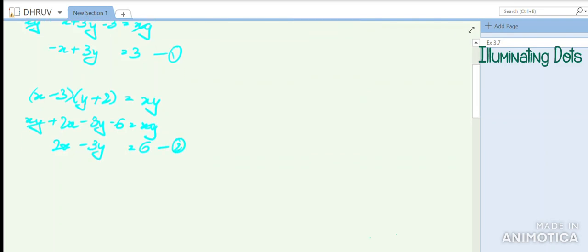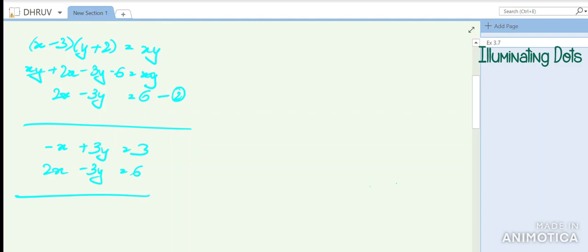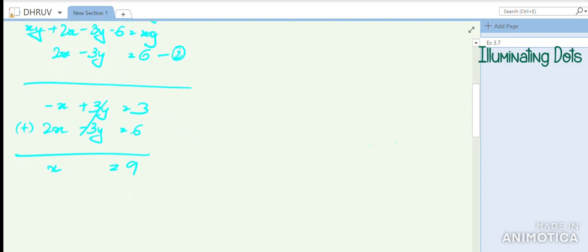Now the two equations we have with us are minus x plus 3y is equal to 3 and 2x minus 3y is equal to 6. So 3y and minus 3y have opposite signs, and they are similar, not according to these signs, but they are equivalent, like 3y and 3y. That is why we will add them, because they also have opposite signs. Since we add, we do not change the signs here. So minus x plus 2x gives us x, plus 3y minus 3y gets cancelled, is equal to 9. So we got x equal to 9.